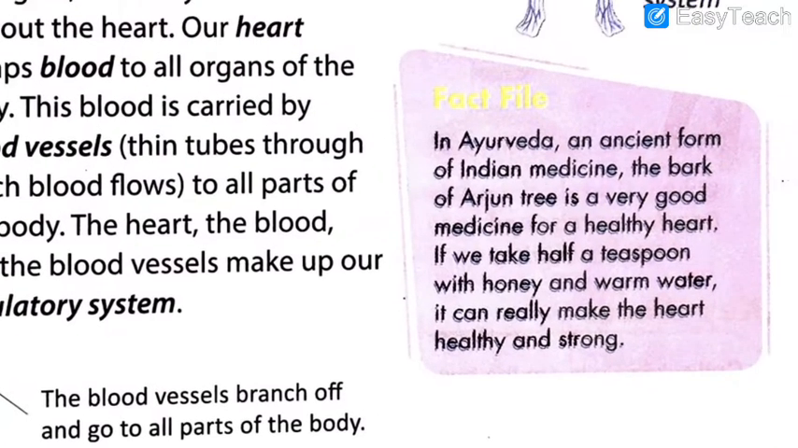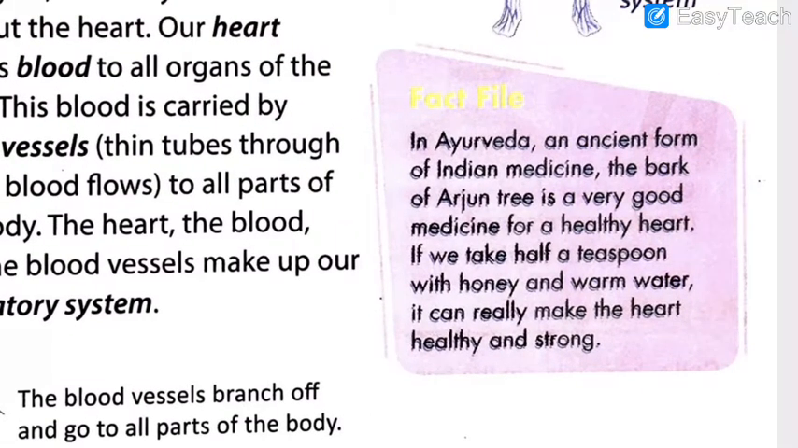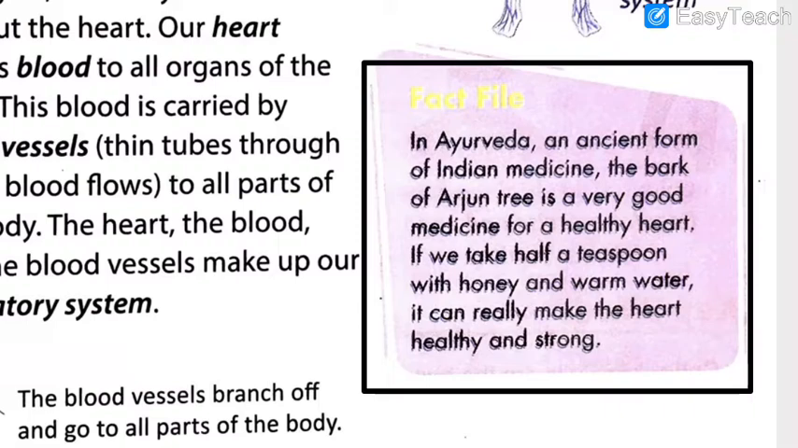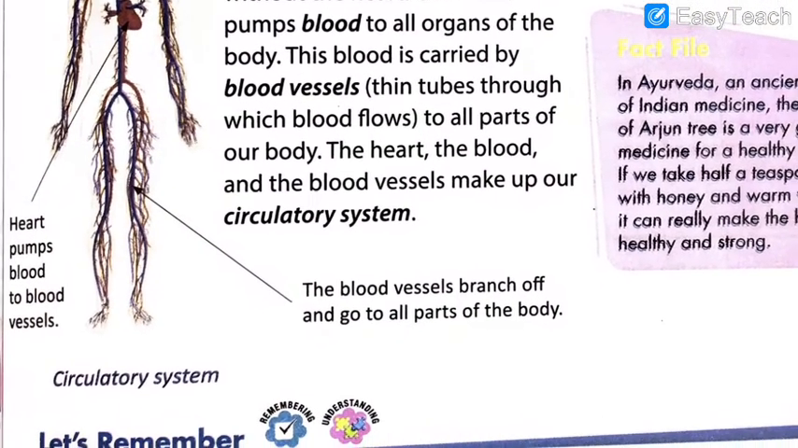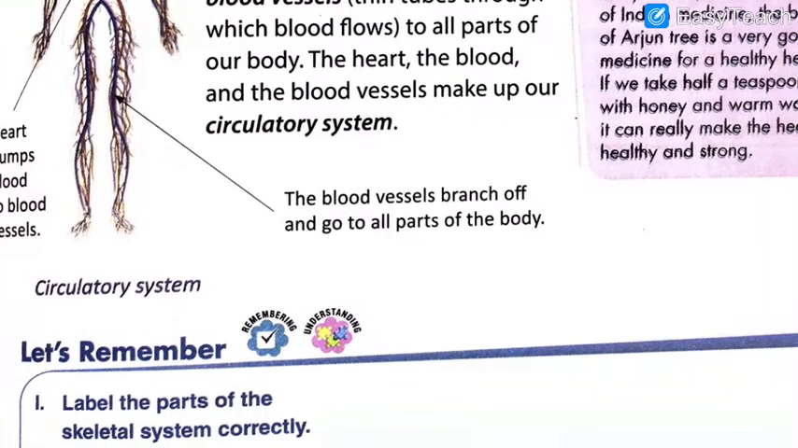Now students, here there is a fact file given, let us read and understand it. In Ayurveda, which is an ancient form of Indian medicine, the bark of the Arjun tree is a very good medicine for a healthy heart. So if we take even half a teaspoon with honey and warm water, it can really make the heart healthy and strong. So these facts are really very interesting. You should have the knowledge about it.